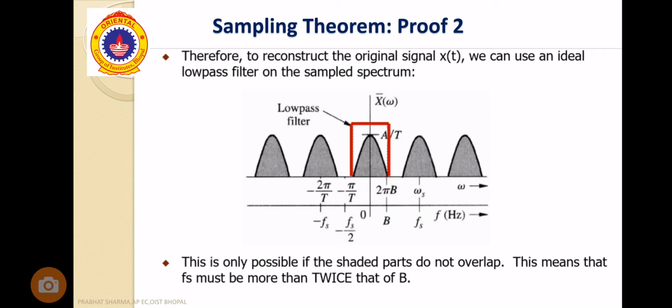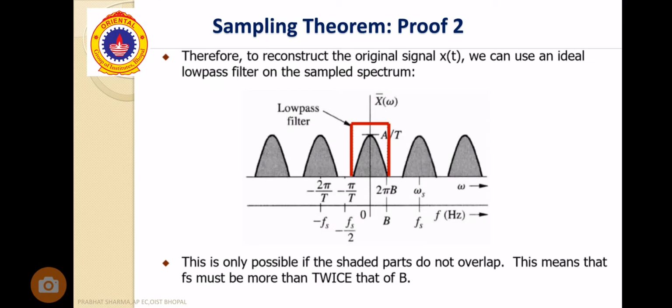So b plus b, twice of b. That means fs is greater than twice of b. It is clear by the diagram. इस diagram से हमें clear है कि जो fs है, फिर twice of fs, thrice of fs, वो आपका twice of b से ज़्यादा है.